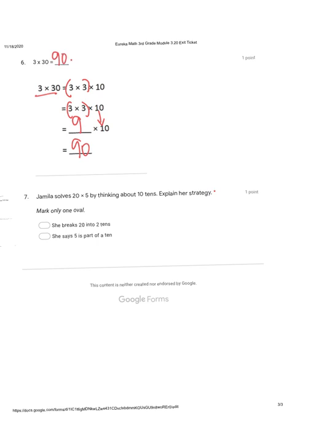Number 7, Jamila solves 20 times 5 by thinking about 10 tens. Explain her strategy. So let's think about 10 tens. What is 10 tens? 10 tens is the same thing as 100, right? Okay, so if she breaks 20 into 2 tens, so here's 20 and here's 10 plus 10 equals 20. That's our fact family, right? 10 plus 10 equals 20. And then she does that 5 times, okay?